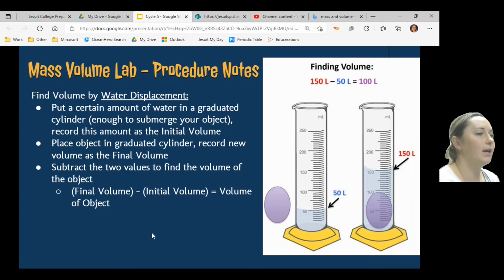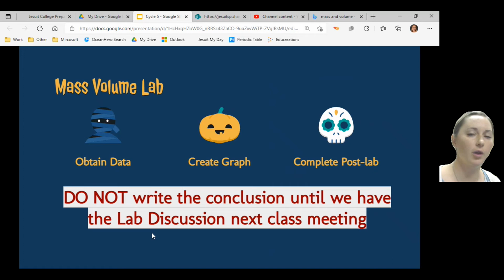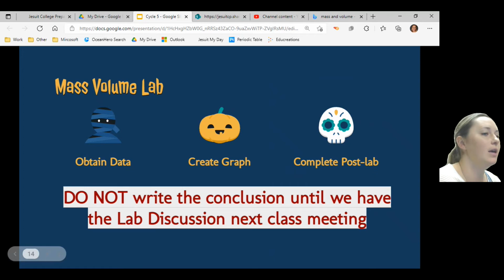So go ahead, start your lab. Make sure that you have your data before you leave this room today so that you can start working on the graph and the post lab and all that good stuff.